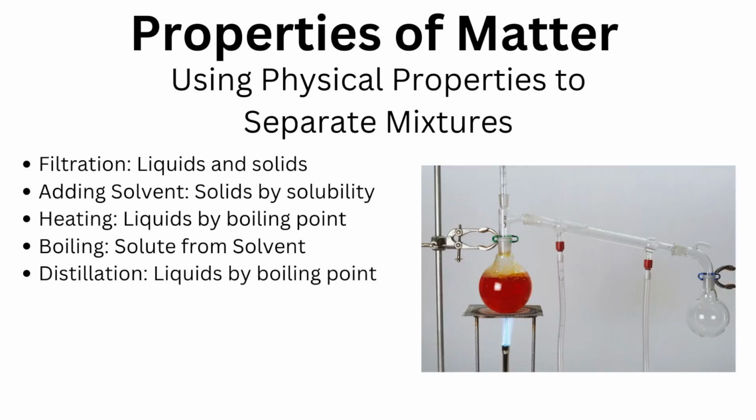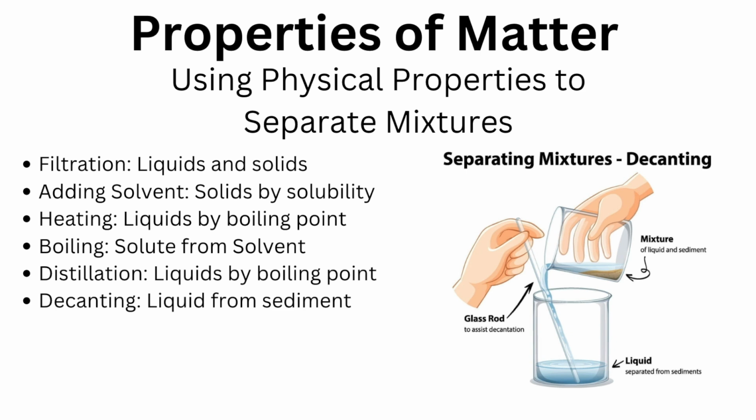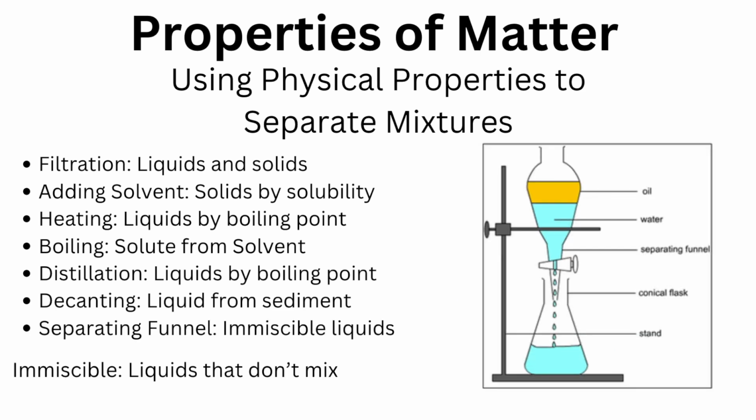Distillation is the separation by boiling point, but you use a still head and condenser to retain the liquid first to boil, called the distillate. Decanting can be used to separate a liquid from sediment. Separating two immiscible liquids can be done with a separating funnel, which has both a resealable top and bottom because immiscible liquids don't mix into a homogeneous mixture, think oil and water.